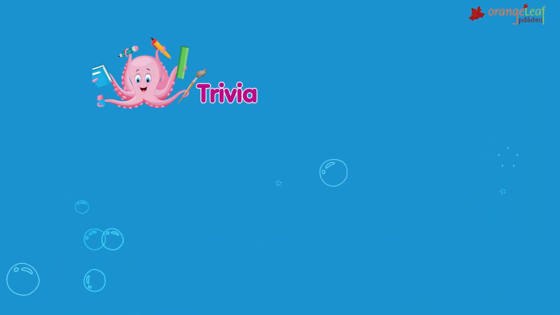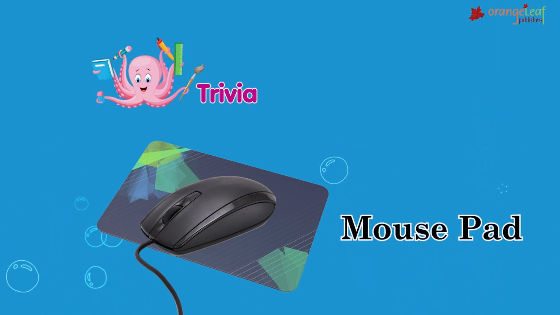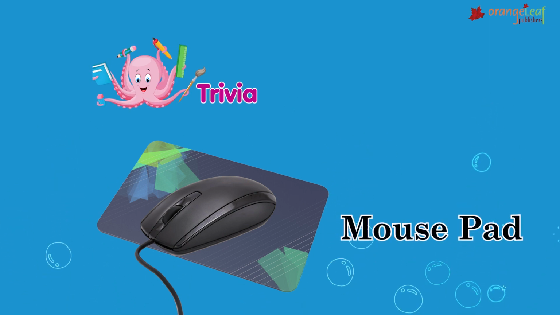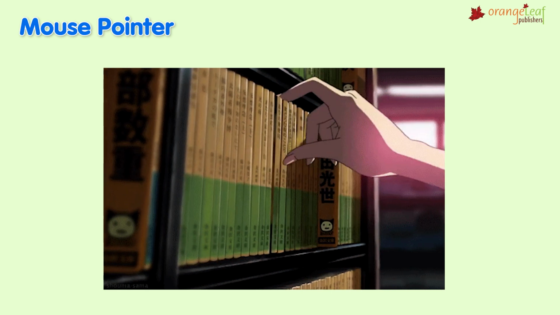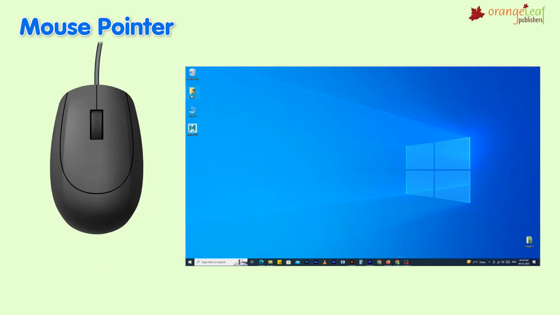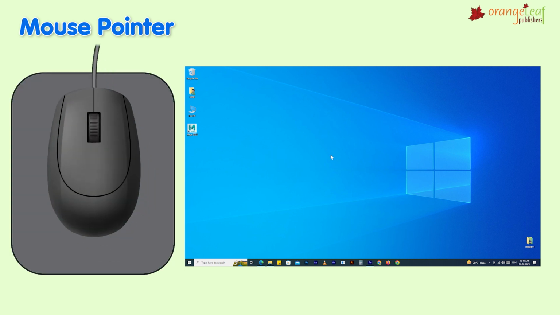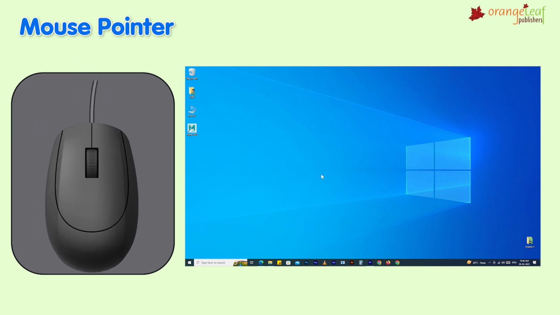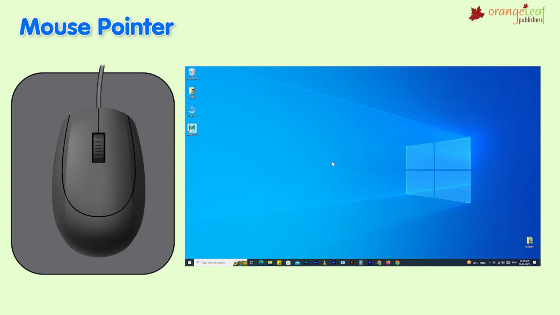And you know the trivia? The computer mouse is kept on a pad called a mouse pad. Mouse pointer. Similar to how we use our fingers to choose something, we use the mouse to select something on a computer. The arrow on the computer monitor is called the mouse pointer. When you move the mouse on the mouse pad, you will see the mouse pointer moving on the screen.